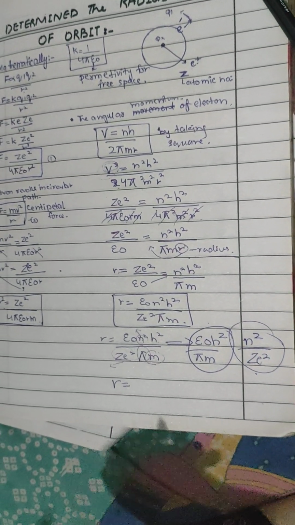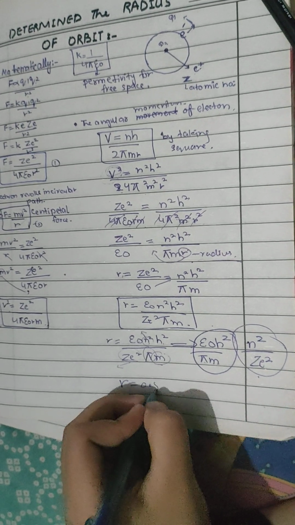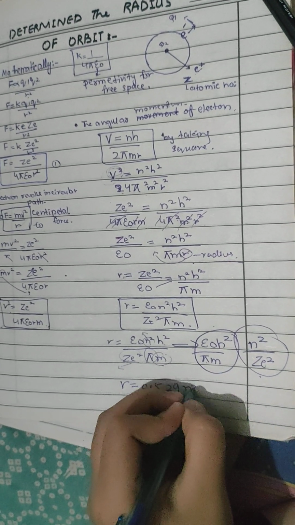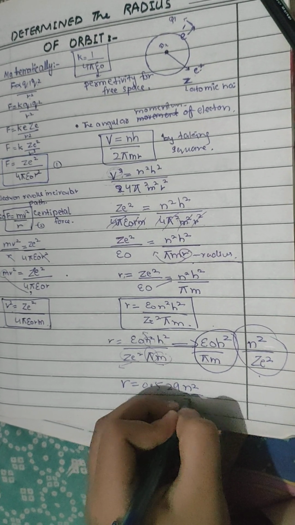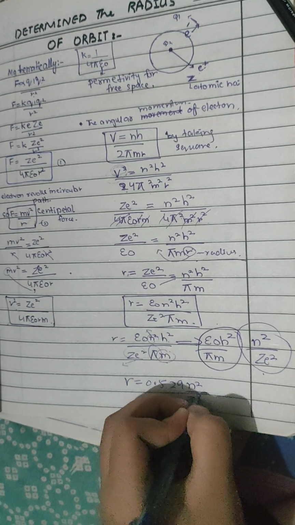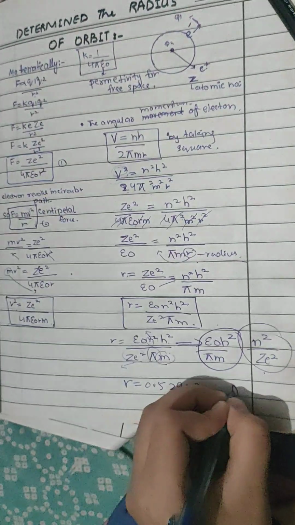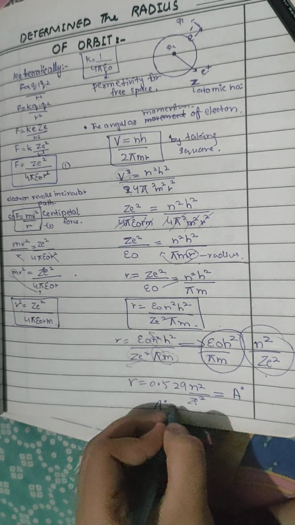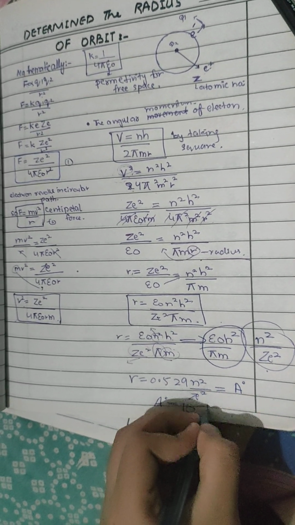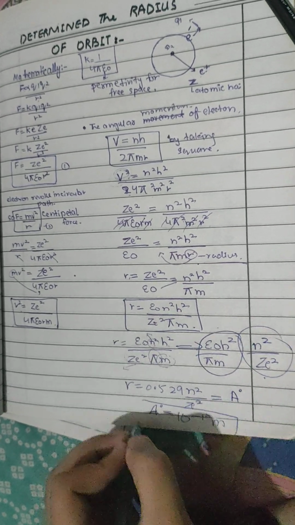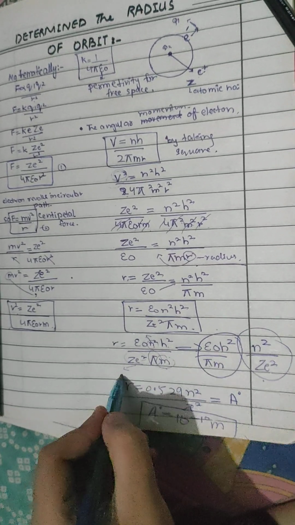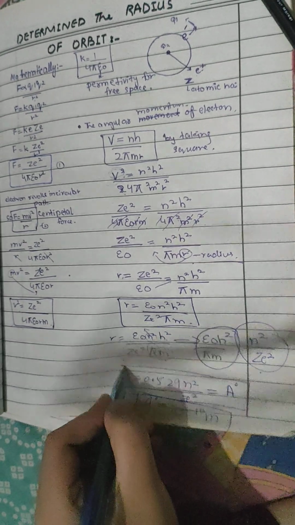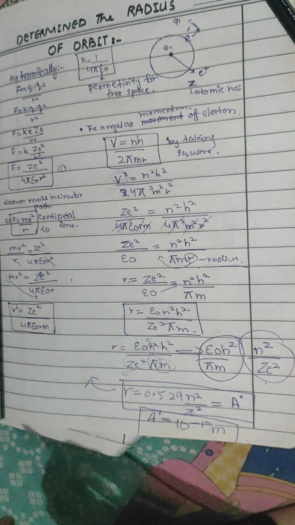Now when we put in all the values, epsilon, then Planck's constant, pi, then the mass, we will get one value that is 0.529 n square upon Z square, which is equal to r. Now this is 10 to the power minus 10 meter. This is the radius of an orbit.